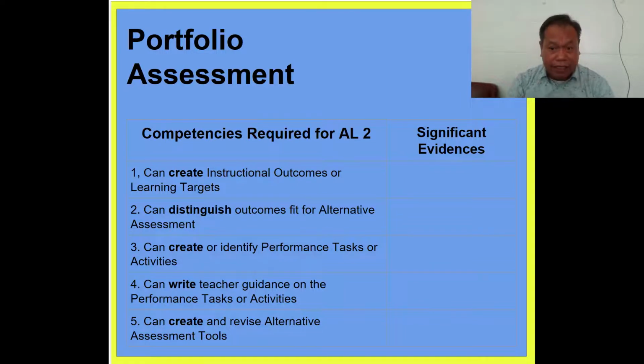And then if you can do that, it's a good evidence that you learned. And then you can write teacher guidance on the performance tasks or activities, and then can create and revise alternative assessment tools. Okay, we have the performance assessment tools, we have the affective assessment tools, and now we have the portfolio assessment. So what I want you to do is to write the significant evidences that you can have, no? For me, it's the thing that I want you to know about AL2, okay? But you should be the one to choose what kind of evidences, though you have not yet done it, but what evidence can you say that you already know how to create learning targets?